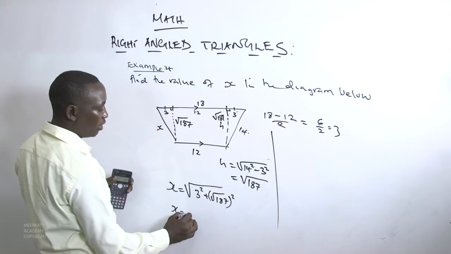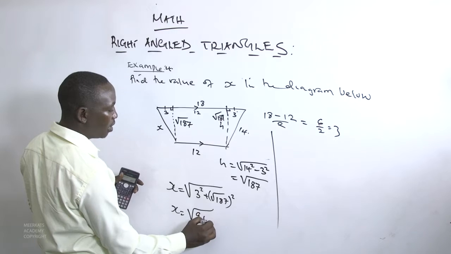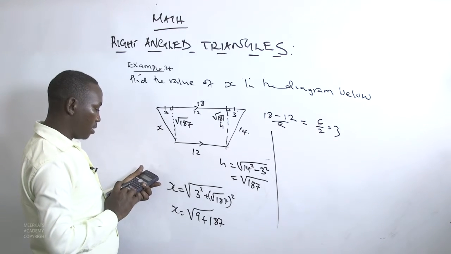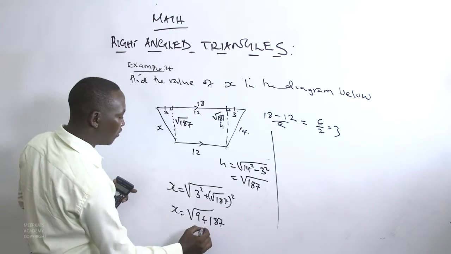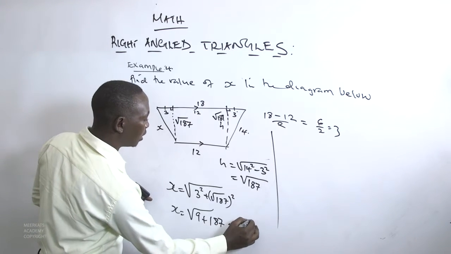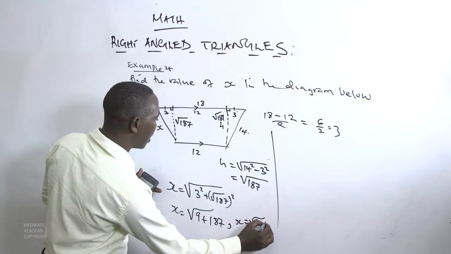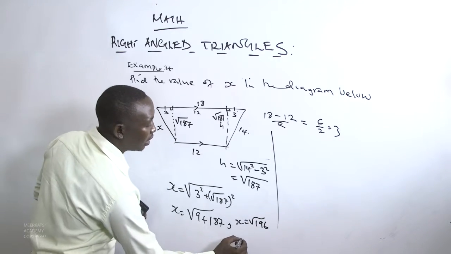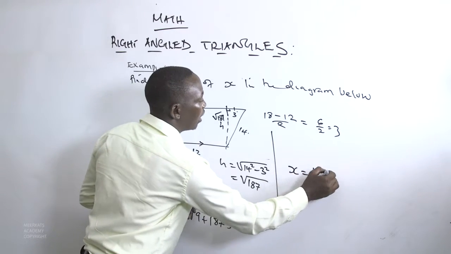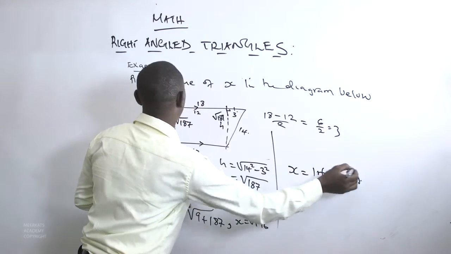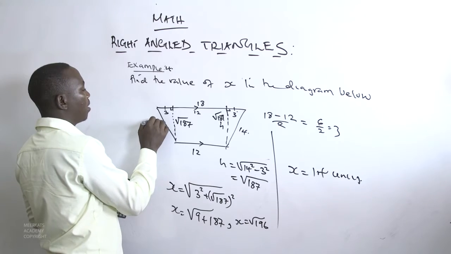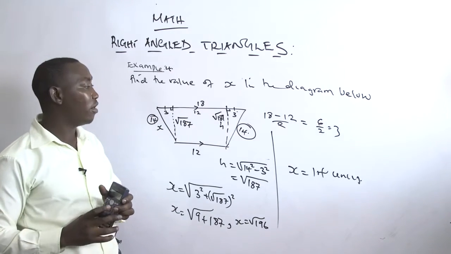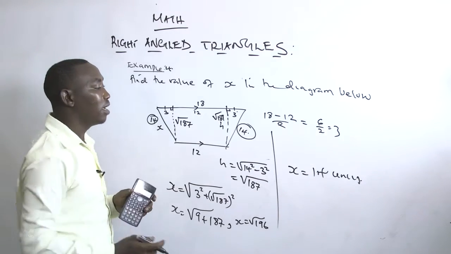Now this will give us 9 plus 187, which will give us that x is equal to the square root of 196. And we all understand that the square root of 196 is 14. So x is 14 units, which is more or less what we have on the right hand side.